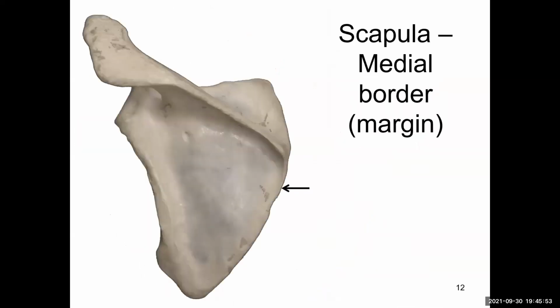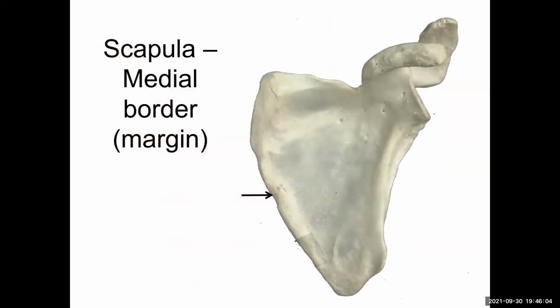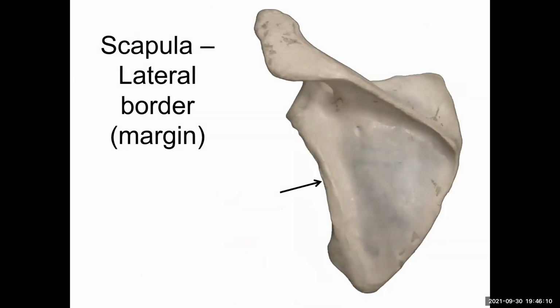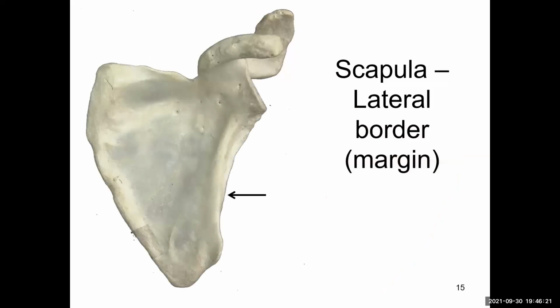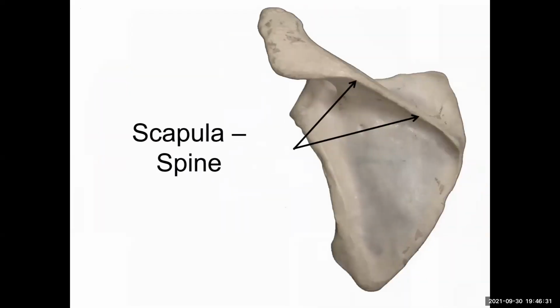All right, back to the posterior view. This is the medial border. Medial border is going to be the border that's closest to the spine. And then you can see it over here on our anterior view. And then the final border is the lateral border. This is going to be the border that is closest to the axilla or the armpit there. And here it is from the anterior view. So I want you to be familiar with all these different views that you're seeing, and where the borders are in relation to what view you're looking at.